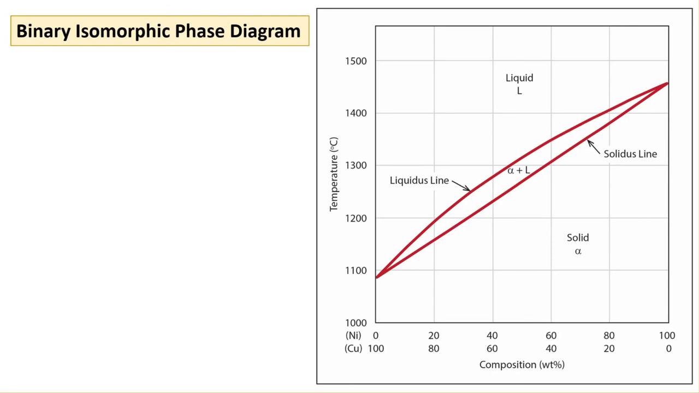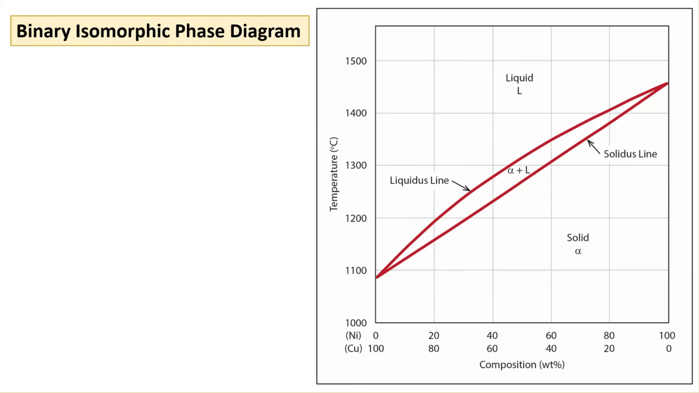Let's look at a phase diagram for copper and nickel. This type of phase diagram is called a binary isomorphic phase diagram. Binary because there are only 2 elements, and isomorphic means to have the same form. So in this case, under normal circumstances, only one solid phase is formed.